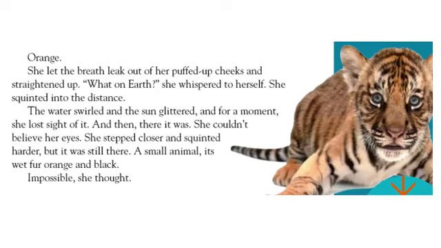and for a moment she lost sight of it. And then there it was. She couldn't believe her eyes. She stepped closer and squinted harder. But it was still there. A small animal. Its wet fur orange and black. Impossible, she thought.